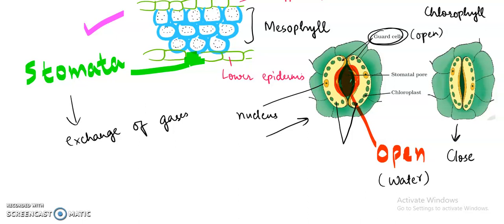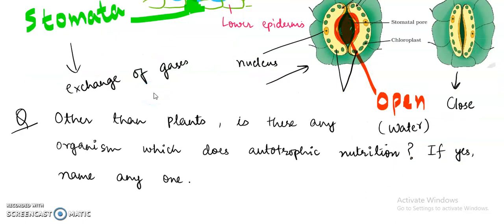Okay, so in this video we have learned what autotrophic nutrition is. The question of this video is, other than plants, is there any organism which does autotrophic nutrition? If yes, you have to name just one. You can write the answers in the comment section. I will definitely give a shout out to your name in the upcoming video.